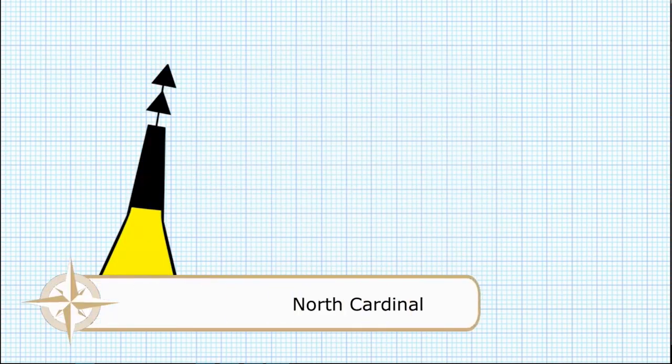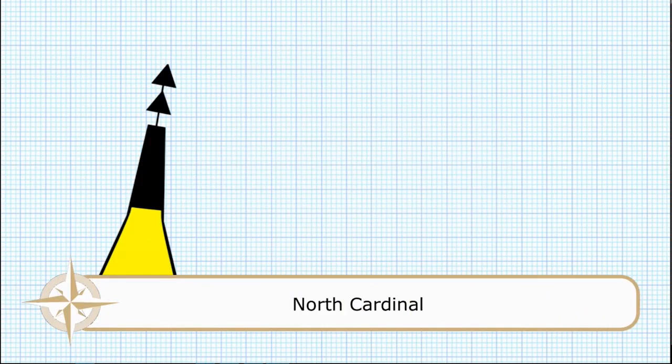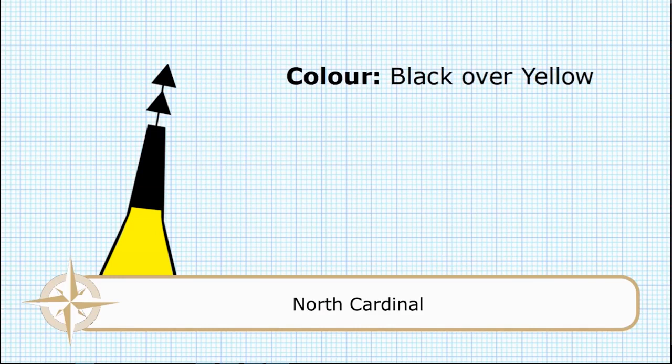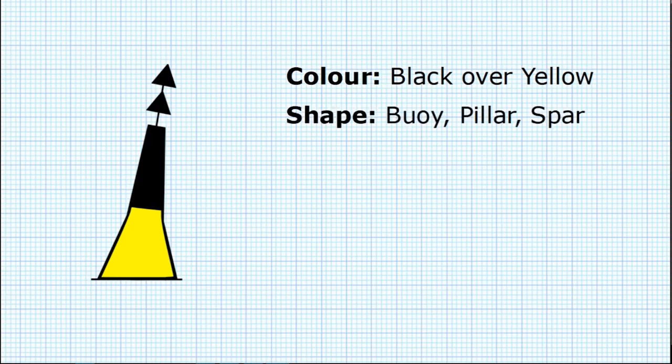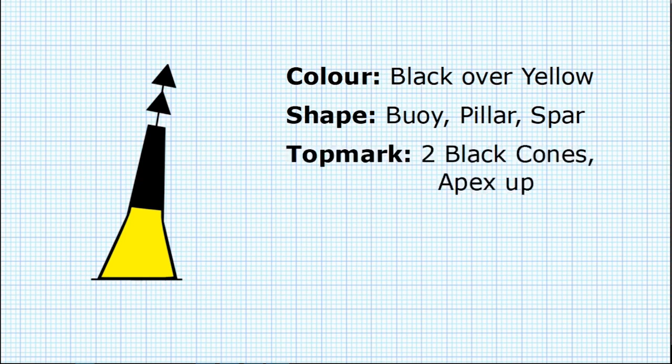To start identifying, let's look at the north cardinal to begin with. Its colour is black above yellow. If you look at the top mark on this buoy, they're both pointing up. They're pointing towards the black colour. Pointing up, black at the top. The shape is going to be a buoy, a pillar or a spar. As with all cardinals, they can all either be buoys, pillars or spars. This particular one, of course, being a buoy. Top mark, 2 black cones, apex up.